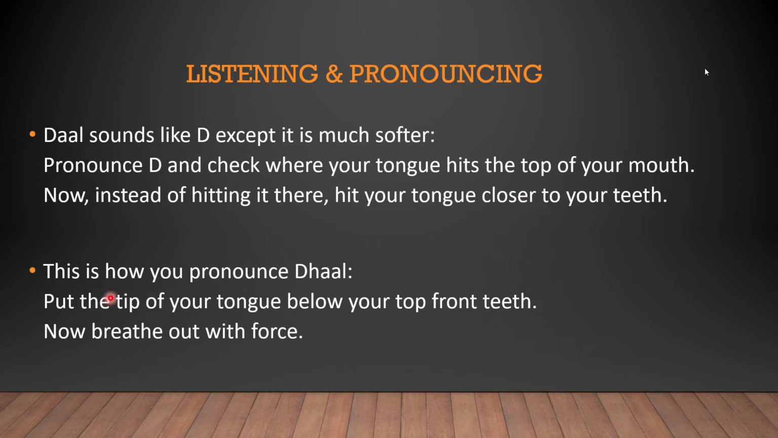Now, this is how you pronounce Zal. Put the tip of your tongue below your front teeth. Okay, so this means you need to put the tip of your tongue right underneath the front teeth. Now breathe out with force. So Zal, that's how it's said. This is why I told you the letter Z is not actually the equivalent of Zal. This is an entirely new sound which you need to create by putting the tongue below your top front teeth. And then you should make the voice. Zal, Zal. Can you hear it? Zal, Dal, Zal.